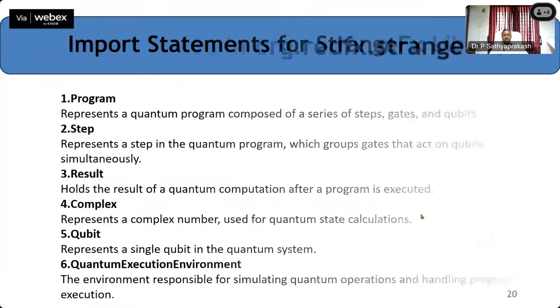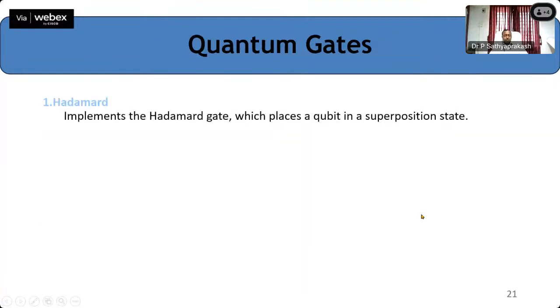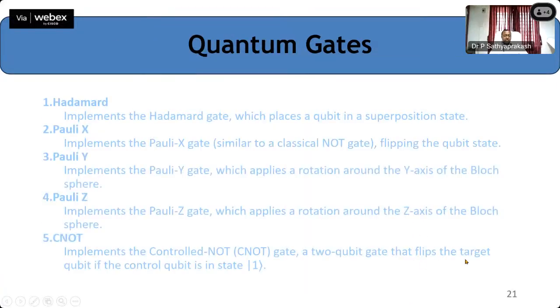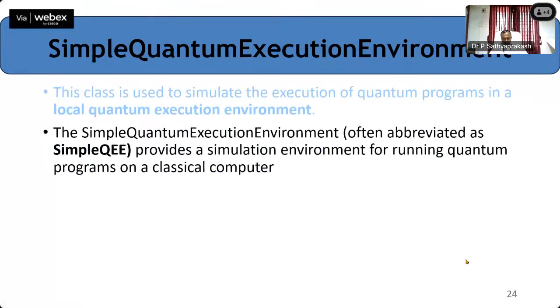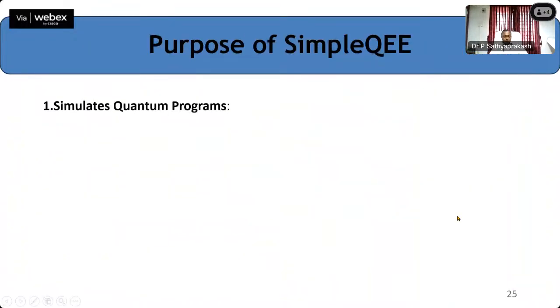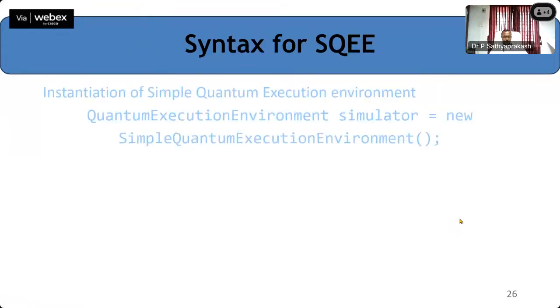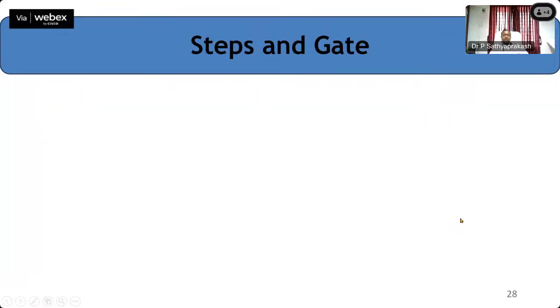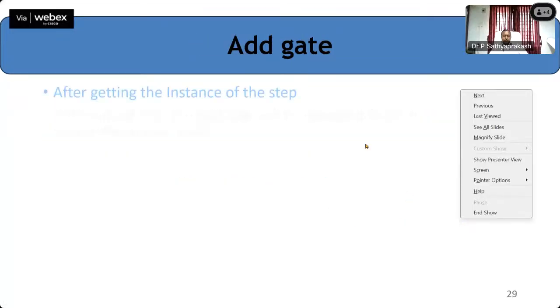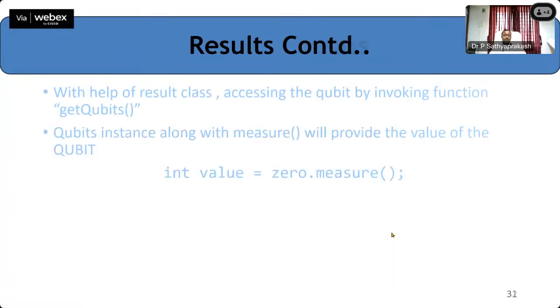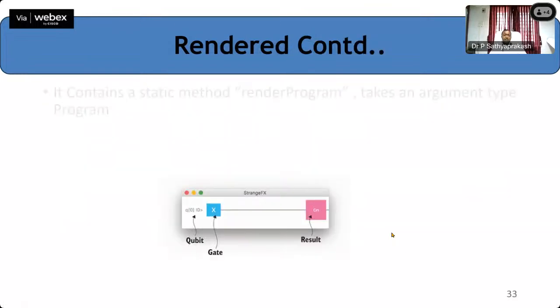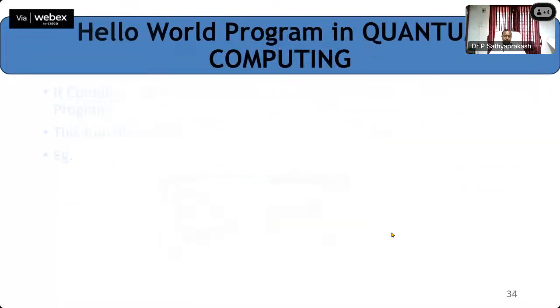then qubit gates, single gate and so on. Hadamard, Pauli, CNOT, swap, Toffoli, and steps in the quantum environment. QEE, program, steps and gate, steps and gate, results, measure, and visualizing the circuit.